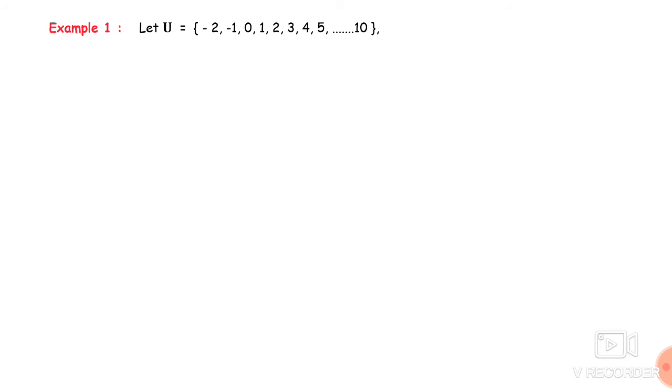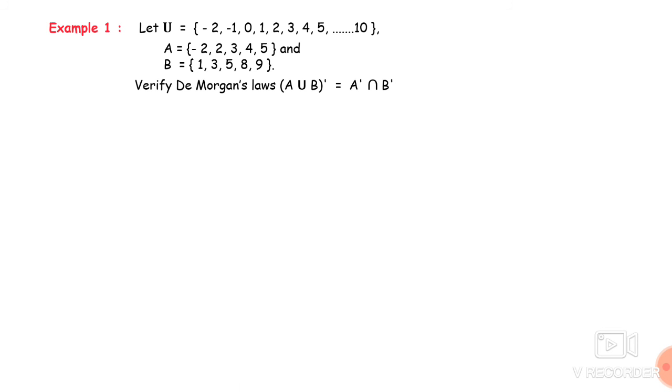Let the universal set be -2, -1, 0, 1, 2, 3, 4, 5, 6, 7, 8, 9 and 10. Set A we have -2, 2, 3, 4, 5 and set B we have 1, 3, 5, 8 and 9. Now we are going to prove De Morgan's law. We are taking the first De Morgan law, A union B whole complement, which is equal to A complement intersection B complement.